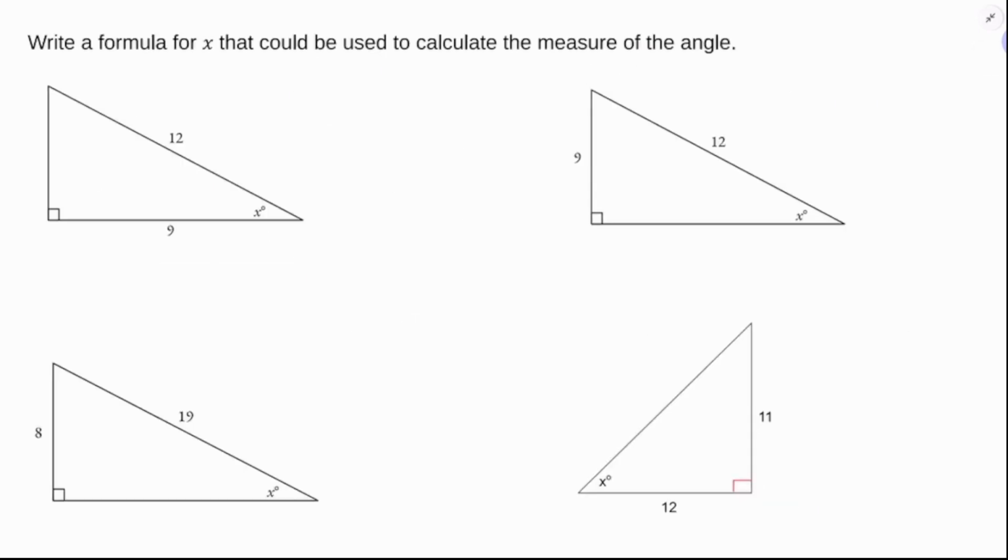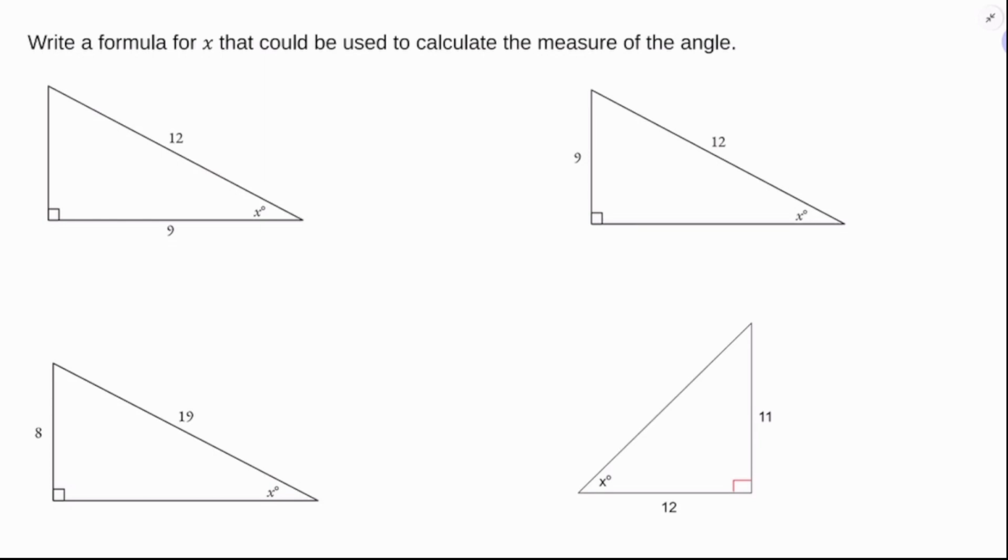Right, now doing some inverse trig. So write a formula for x that could be used to calculate the measure of the angle. Okay, so in case you didn't fully internalize the message in the lesson, I'm going to do all the steps, but if you did and you know what to do and you only need to write one line, go for it. You got this. I really think you can do it.